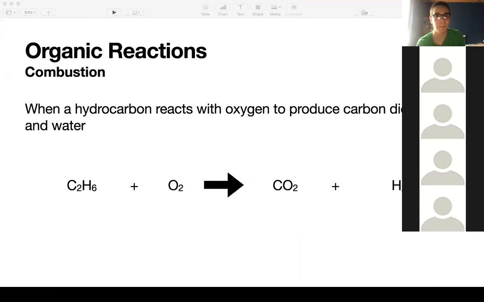So amides. Now let's look at combustion. Now we're moving on to some organic reactions. Combustion was covered in Chem 1. It's when any hydrocarbon reacts with oxygen to produce carbon dioxide and water. So it could be an alkane, an alkene, or an alkyne. All of them, when they react with oxygen, will produce carbon dioxide and water. So I've written this one out, and I want you guys to try and balance it.